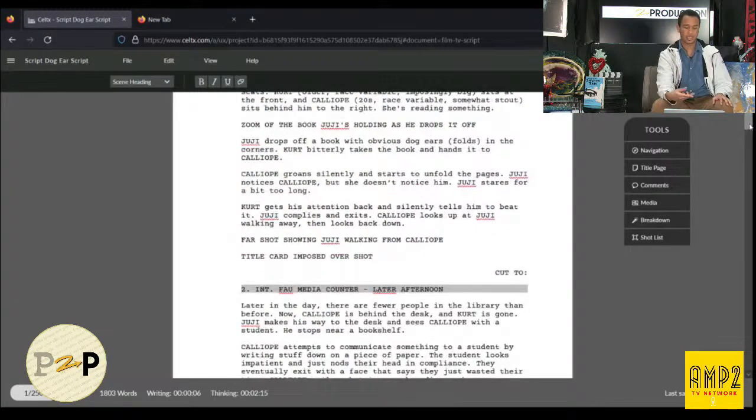So then we have the next action. Juji drops off a book with dog ears. Dog ears are folds of the pages. Calliope groans silently and starts to unfold the pages. And then, yeah, so that's the scene.